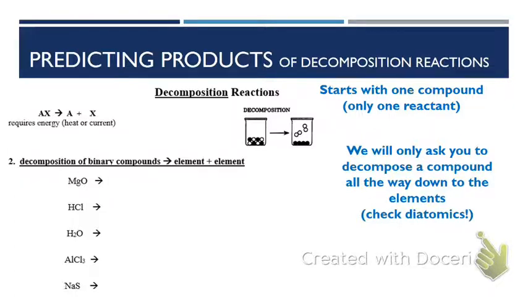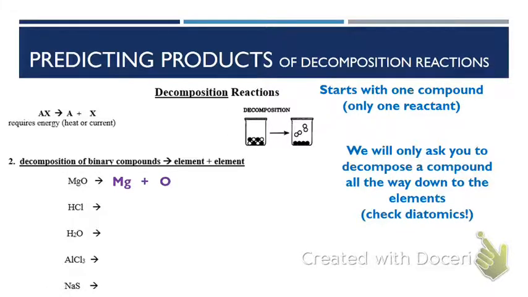So, we are breaking things down into elements, which means I need to check my diatomics and make sure when I try and force something to be alone that it doesn't need a buddy. But we'll check those as we go. All we need to do when you see a compound like MgO decomposing, it's the only thing that's there, so it has to break down, is I'm going to start by pulling that stuff apart. I have Mg and O separately now.